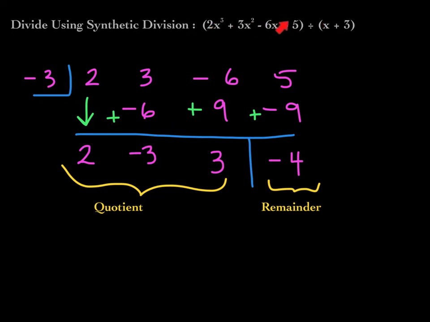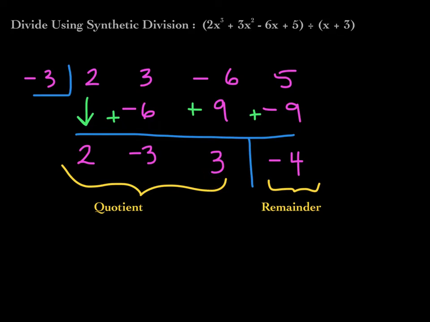3 take away 1 is 2. Therefore, this quotient has 1 less degree than what you started out with. If you started out with degree 3, the quotient is degree 2. Did you catch that? When you use synthetic division, the quotient will always be 1 less degree than the dividend. So these are the coefficients of your degree 2 quotient.